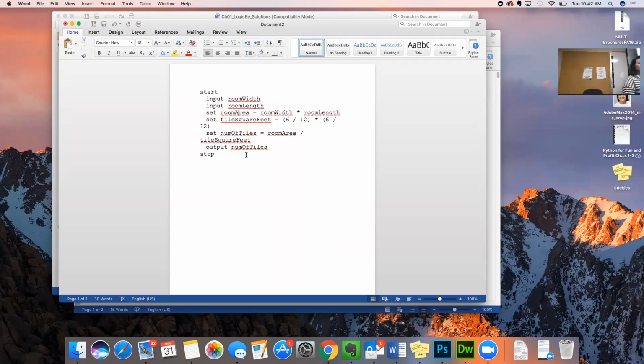Anybody do construction in here? Like floor tiles? No? Well, I used to do that when I was in college. It was a tough job.